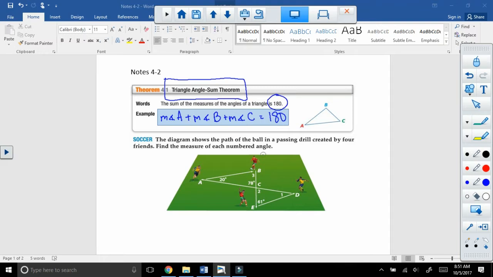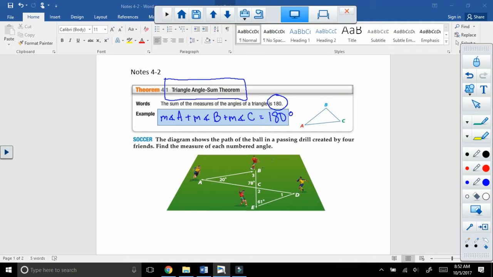And this is not to be confused with the sides of a triangle. Sometimes students get it in their head that all of the sides have to add up to be 180. The size of the triangle would have nothing to do with the measures of the angles. This could be a teeny tiny little triangle and the angles are all going to add up to 180 degrees, or it could be an extra large triangle. It wouldn't matter.